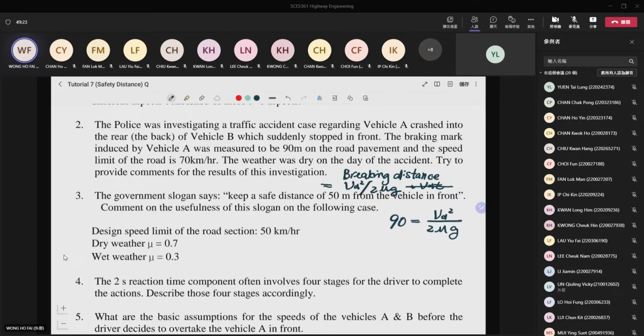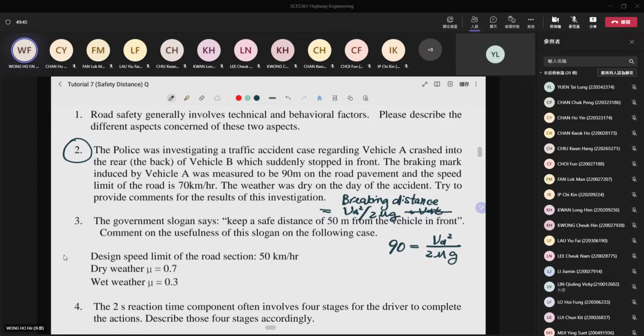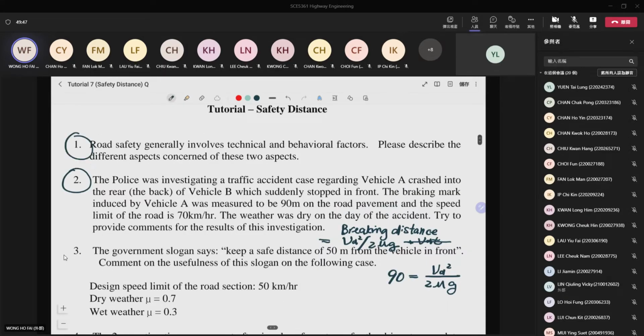You may assume that the friction value is equal to 0.5 here, and then you can calculate the answer. And then you can find out the braking distance for 7 km per hour. Then you will know the answer. I think last round we have already finished these questions, so I won't go into details for this.